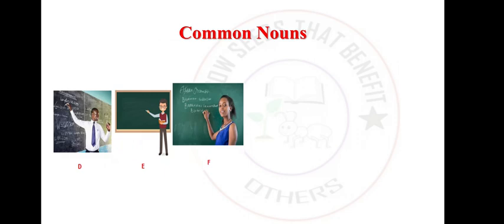Then, let's look at this one too. Who is in picture D? Who is in picture E? And who is in picture F? Look at them carefully. Look at the activities that they are performing, and tell us who is in D, who is in E, and who is in F. You are all brilliant students, so I know that you've already said the answers to yourself, right? Okay.